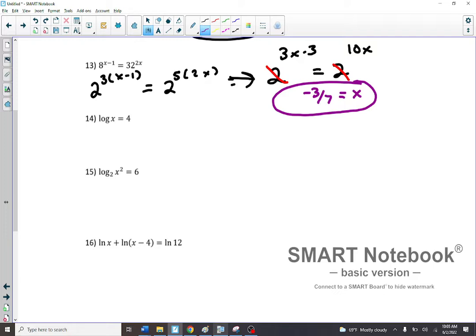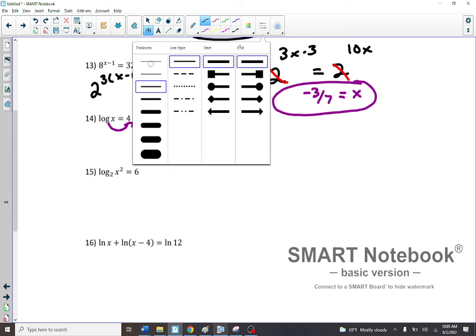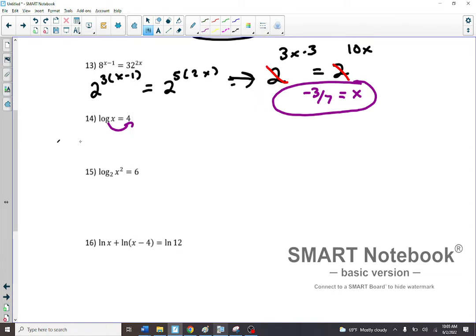Log x equals 4. I need to get x by itself, so I'm going to move the log base to the other side. If you don't see a log base, that must mean that it is base 10. So this is going to be x equals 10 to the fourth power. So this is multiple choice. It'll be written as 10,000.